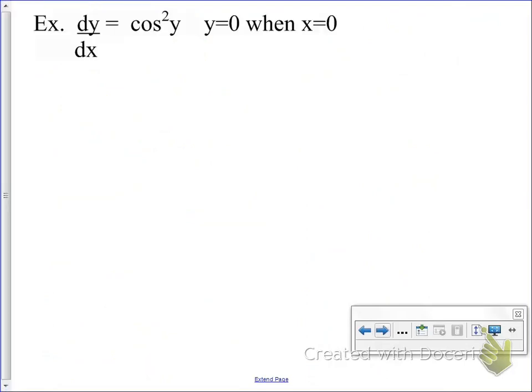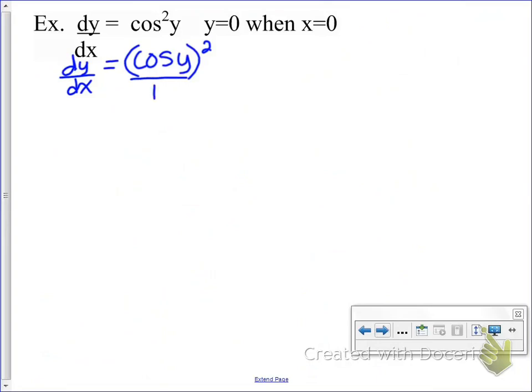Last one. dy/dx equals cosine squared of y, and y equals 0 when x equals 0. So this is our initial condition. We'll use that to find c. We'll start by simply separating. Before I do that, I'm going to rewrite this. All right, let's separate.